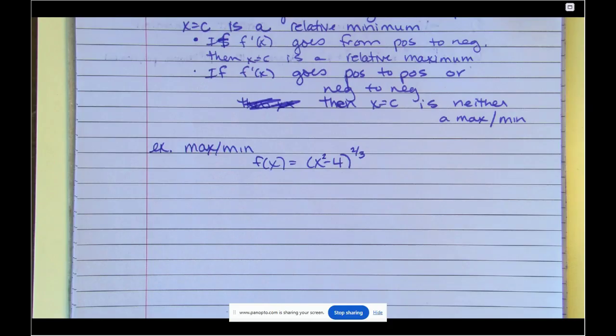This one's awful. It's not a very pretty derivative, I'll give you that. Should we factor, like, x squared minus 4? Mm-hmm.